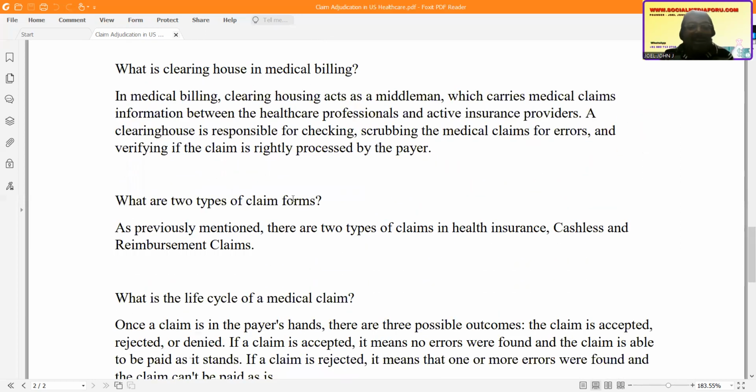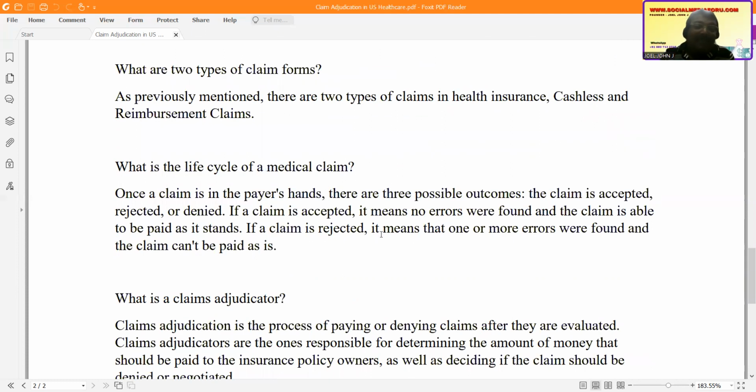What is a clearinghouse in medical billing? In medical billing, a clearinghouse acts as a middleman which carries medical claims information between the healthcare professionals and the insurance providers. A clearinghouse is responsible for checking, scrubbing the medical claims for errors and verifying if the claim is rightly processed by the payer. What are the two types of claim forms?